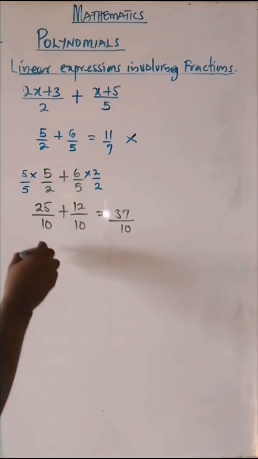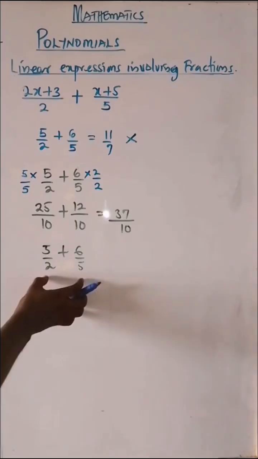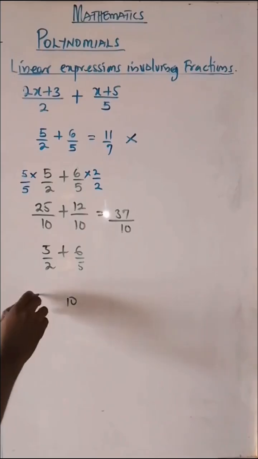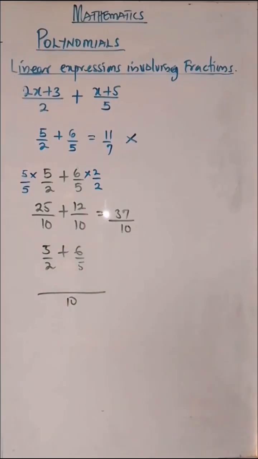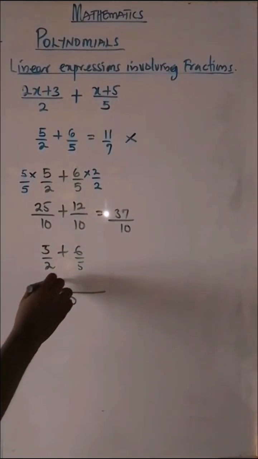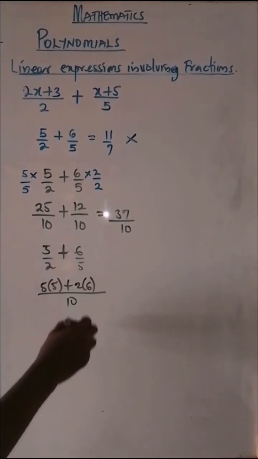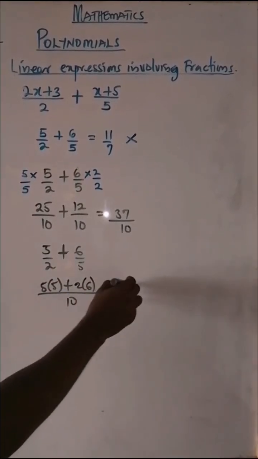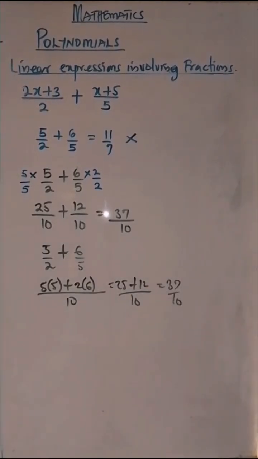is, I'll come and write here 5 over 2 plus 6 over 5. Using your primary school method, look for the LCM of 2 and 5, you get 10. Put a longer line here. Then you come here, 2 divides 10 is 5. Then multiply the 5 by this 5. 5 divides 10, 2, 2 multiplied by 6 here. So at the end we have 25 plus 12 over 10, that is 37 over 10. Still works. So this method works always, but this one is faster using the LCM method.